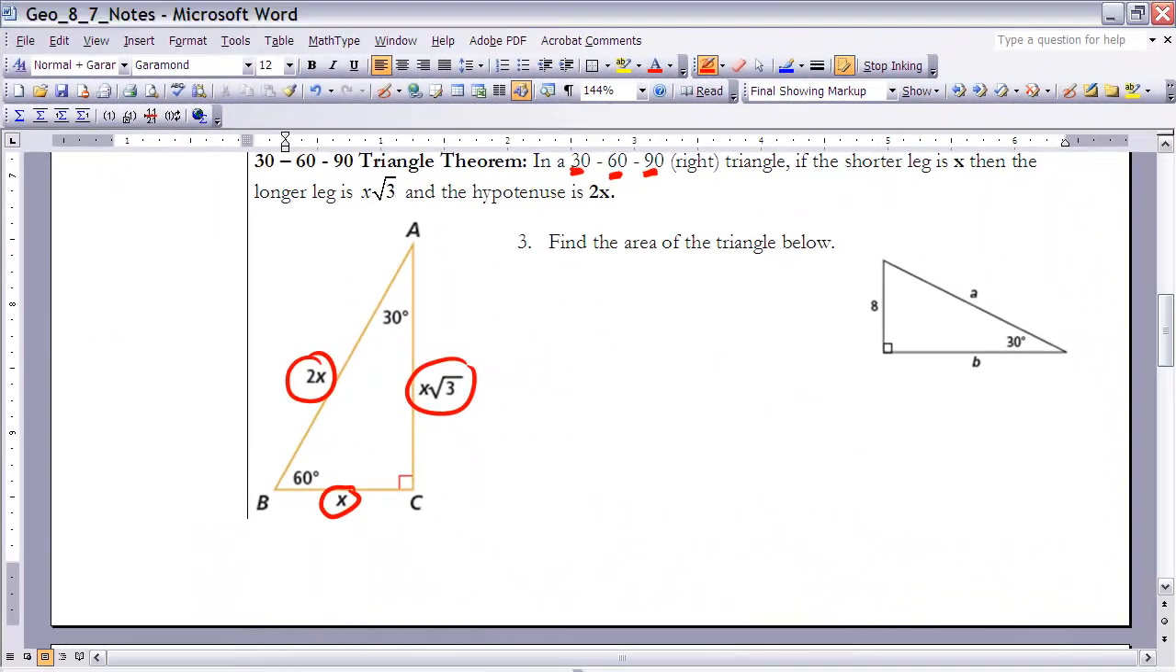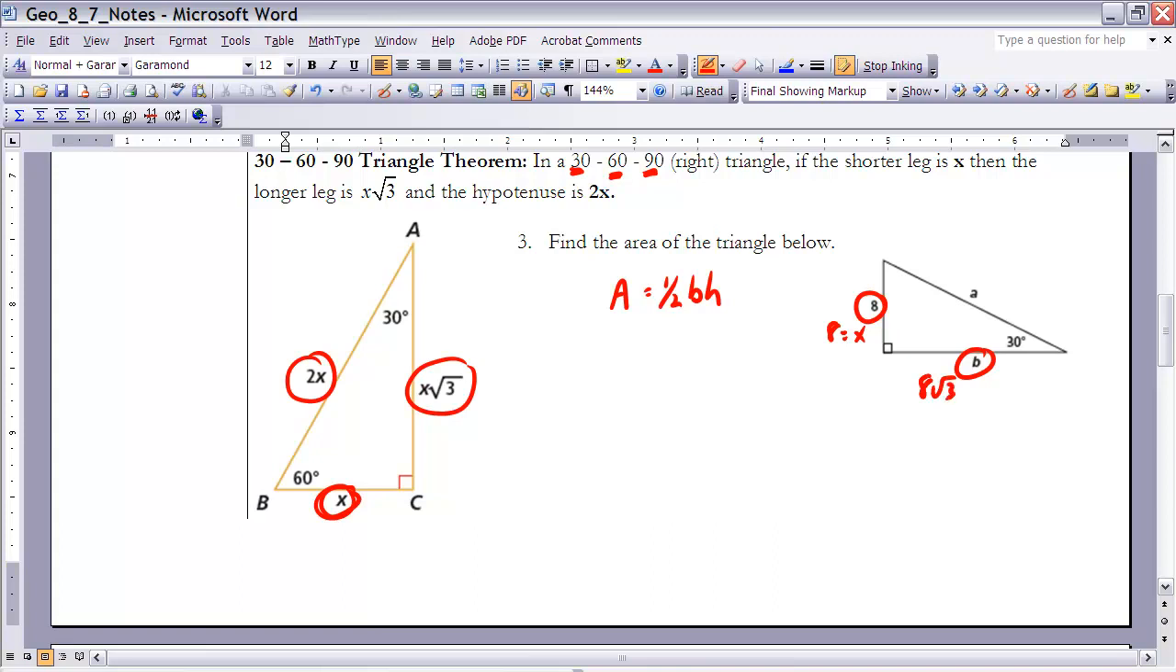So let's take a look at example 3 here. It says find the area of the triangle below. So in order for me to find the area, I know my area formula is A equals 1/2 the base times the height. For a right triangle, the base and the height are the two legs. So I need to figure out what this value for B is here. Well, if this is 8, that's my shorter side. That's the x. So that means 8 is equal to x. Therefore, the longer side, because the longer side is x times the square root of 3, would have to be 8 times the square root of 3.